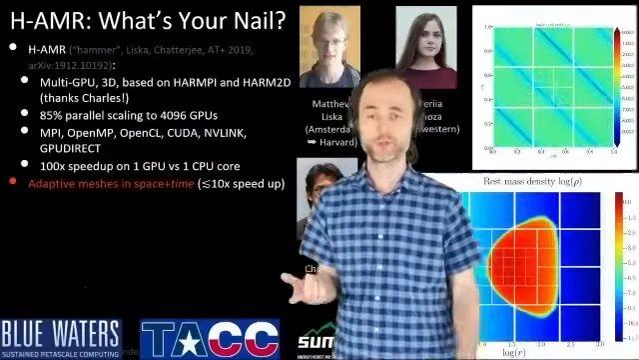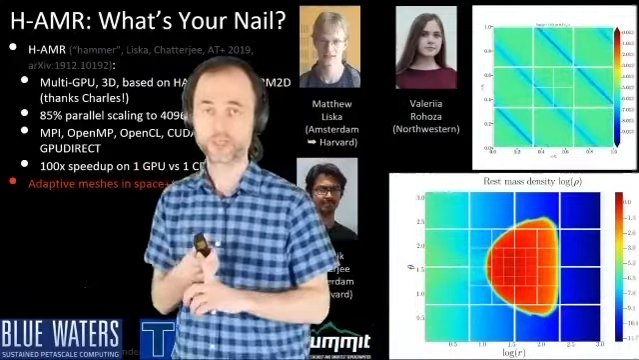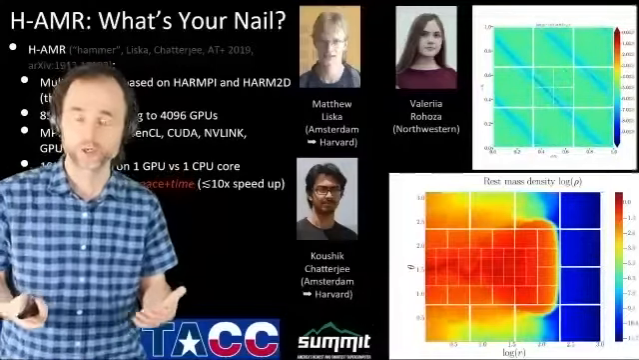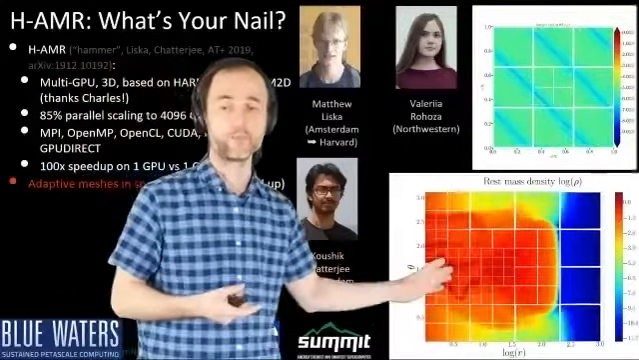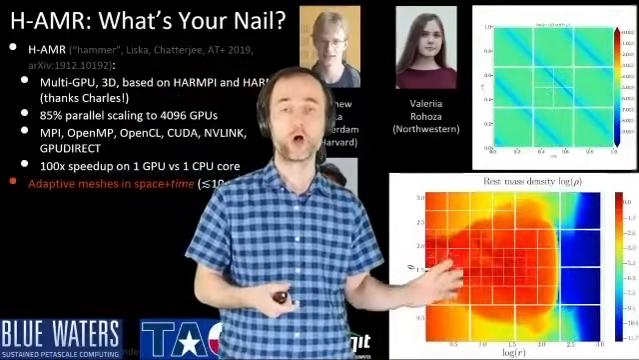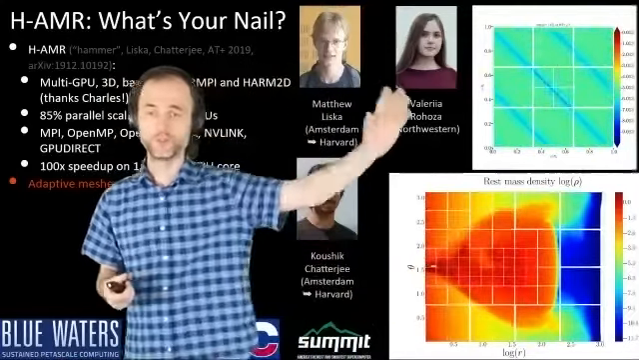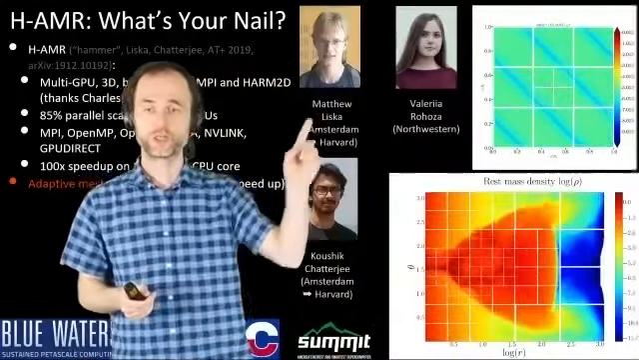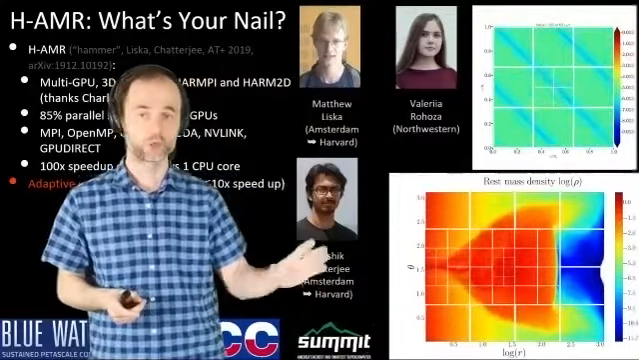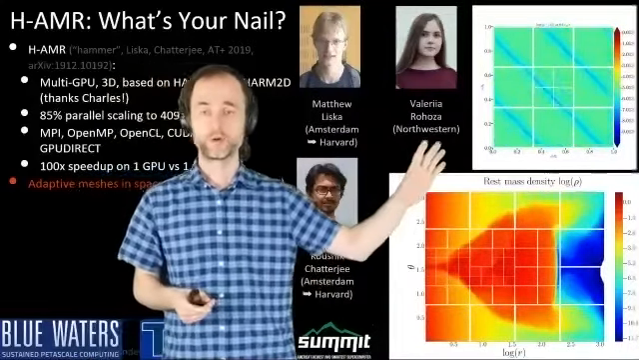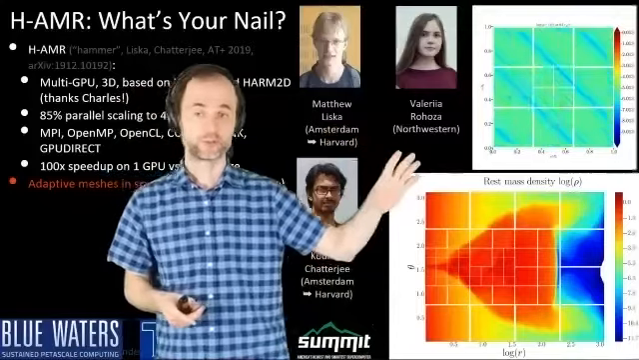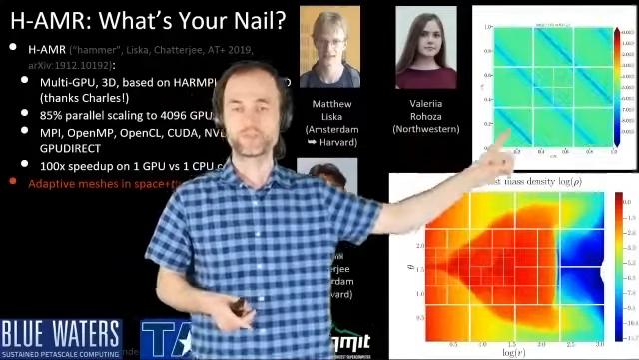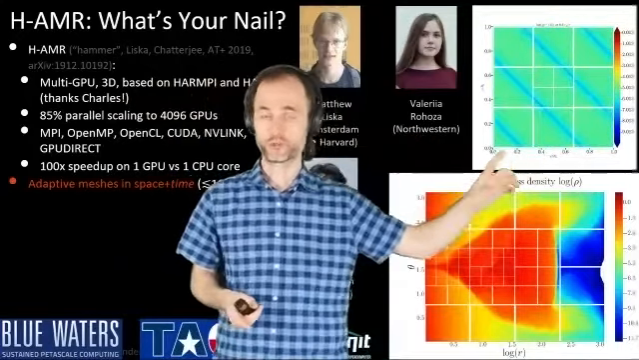And the way to do that is to harness the power of new hardware architectures and combine it with the power of really awesome codes. So these are the people who have contributed to the development of the H-AMR code. Matthew Liska and Kaushik Chatterjee were at the origin of this code, and Valeria Rojas is an amazing undergrad student at Northwestern. She's actually a first-year undergrad, and she already made this plot of convergence tests for the code. So I'm just blown away.